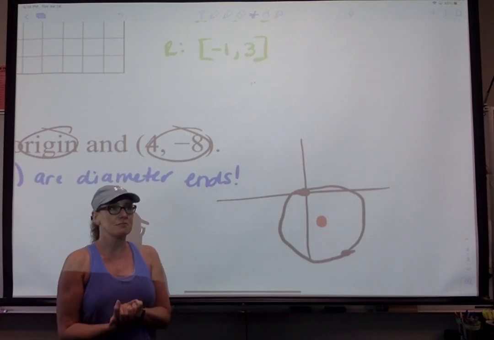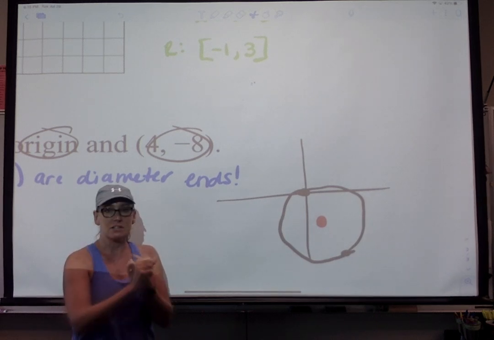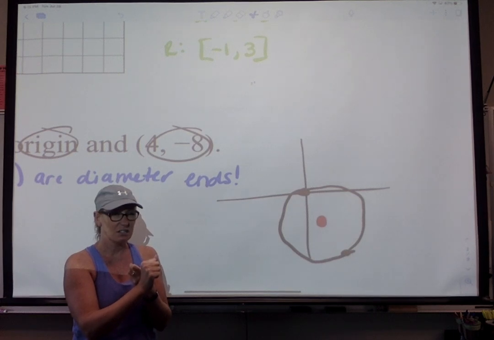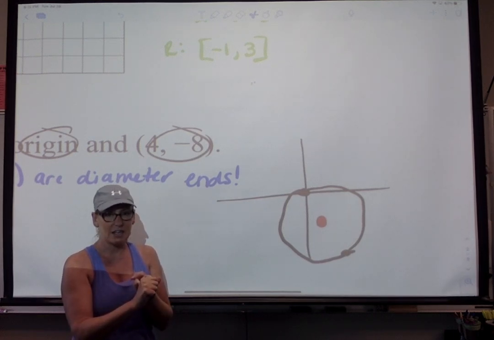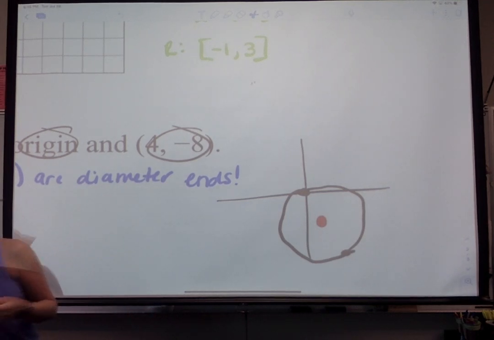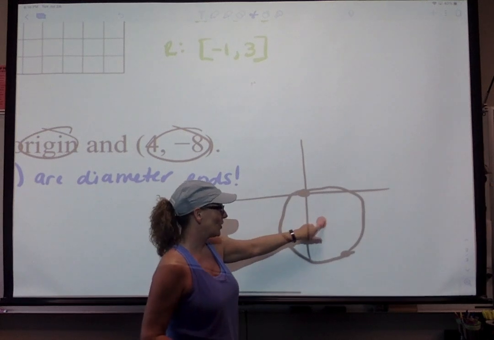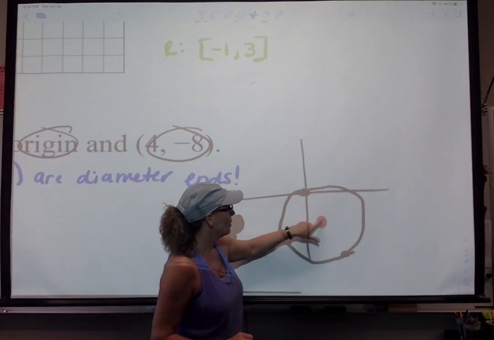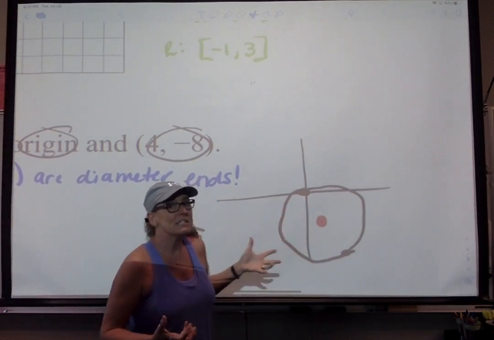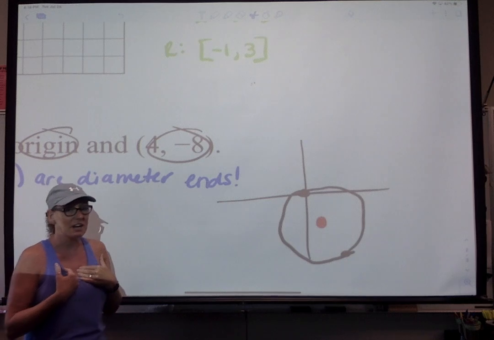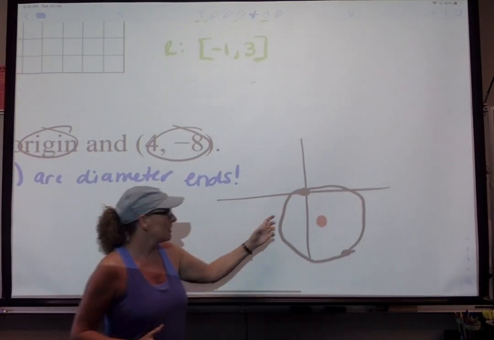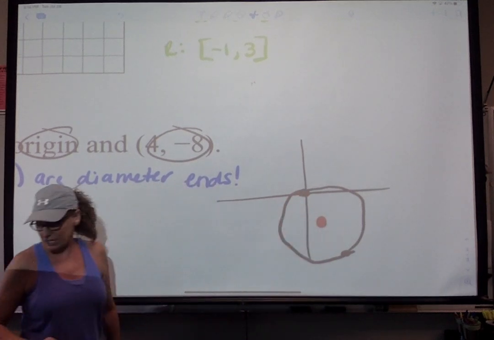What do you need to write an equation for a circle? You need the center. Didn't give me the center. And you need the radius length. Didn't give me the radius length. I know the center is like right about here. I know the radius is like from here to here or from here to here. But it didn't tell me what that is. So that's up to us to find. We have to find the center point and we have to find the radius length.